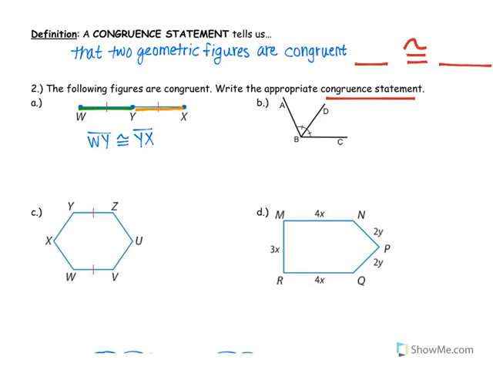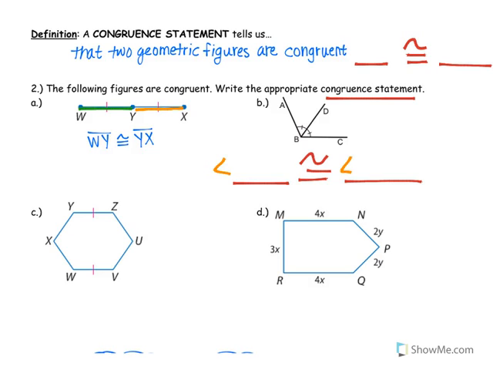Alright, so if I'm looking at letter B, I want to write a congruent statement, so I'm going to say something is congruent to something else. Okay? And let's look at the picture. I see tick marks, that's what we're looking for, inside these angles right here. So that means that we're going to have two angles that are congruent to each other. So I'm going to put the little angle symbols there. What are those two angles?